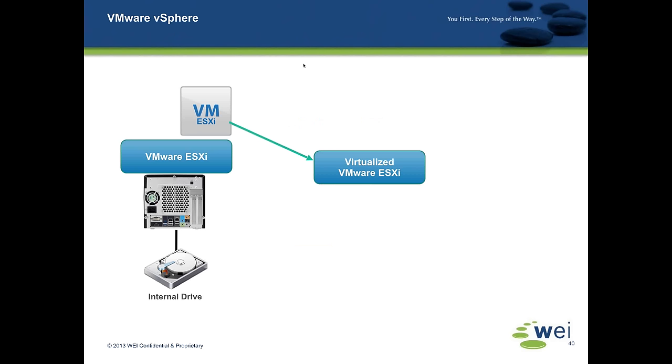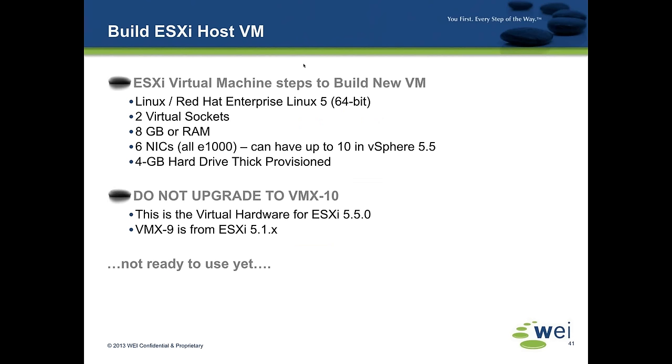So now that we've built our physical ESXi host, the next step is to build a VM that's going to run ESXi or Hyper-V or Citrix Xen or Rev. But I'm focusing on ESXi, and we're going to create one virtual ESXi server initially.